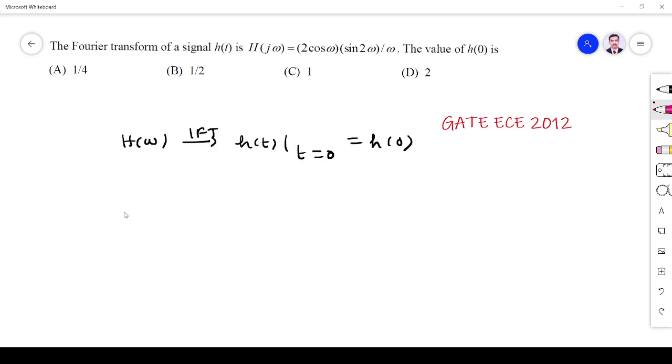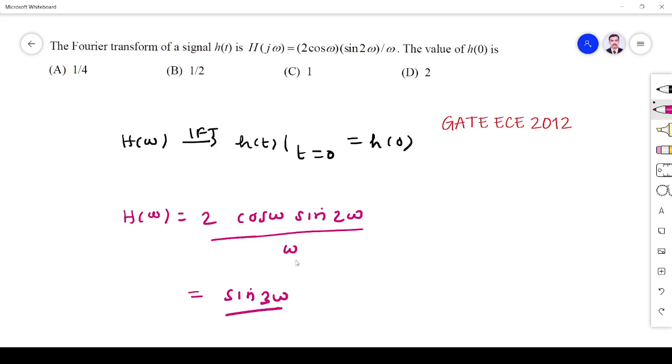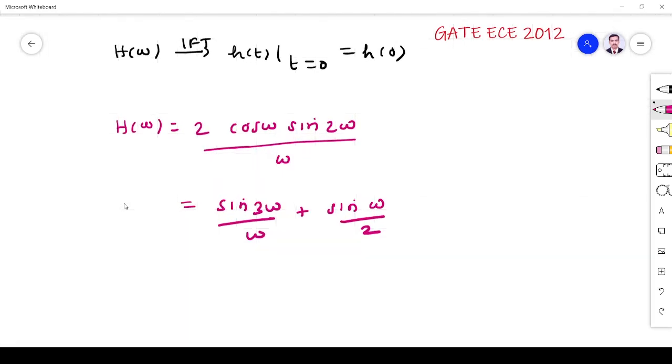So what they have given is H(omega), which is 2 cos omega sin 2 omega by omega. Now 2 cos omega sin 2 omega is of the form 2 cos A sin B, so I can write this as sin(A+B) minus sin(A-B). Sin(A+B) is sin 3 omega, and this denominator is common. Then A minus B is 2 minus 1, so sin omega, divided by omega. Okay, so now I got H(omega).